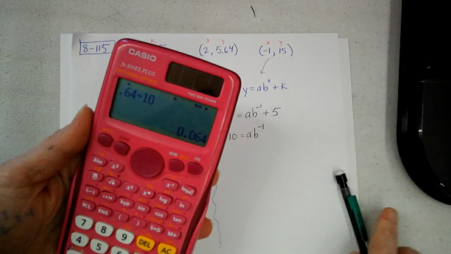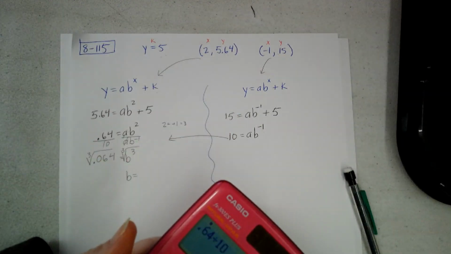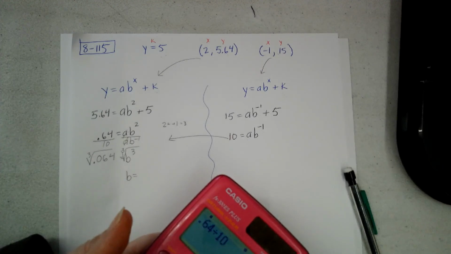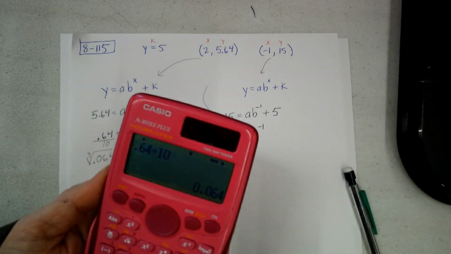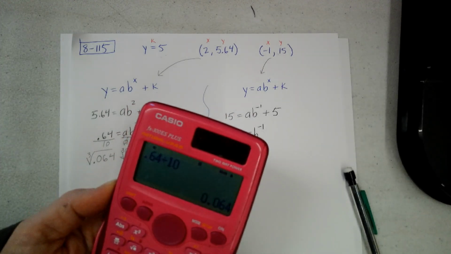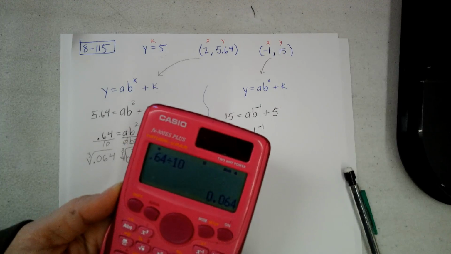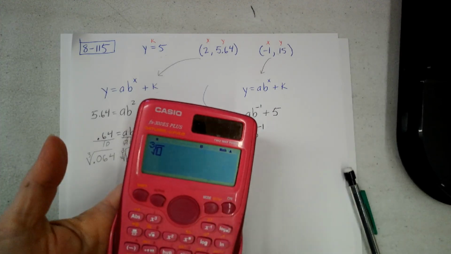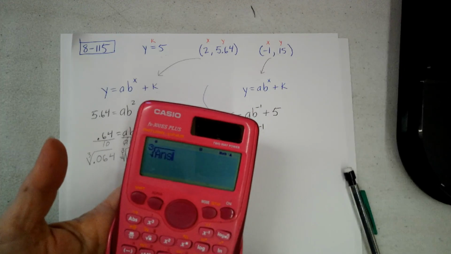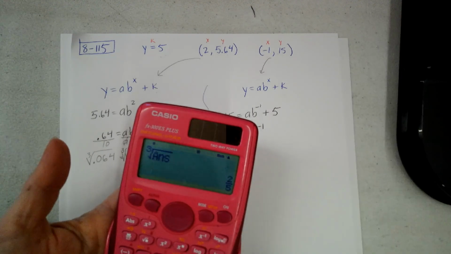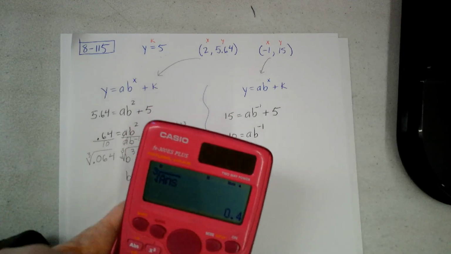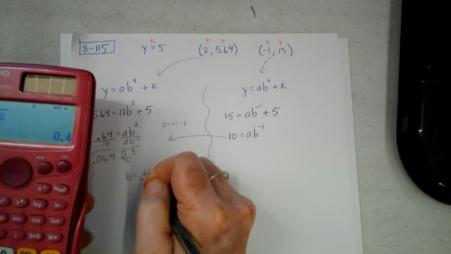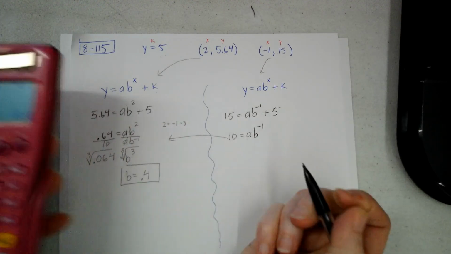So I'm just going to use my calculator. I think it's going to be like 0.04 or something, but let's see how I can take a cube root. On mine, it's like right here, cube root of the answer. So that gives me about, I surprised myself, it's 0.4. So now I know b.